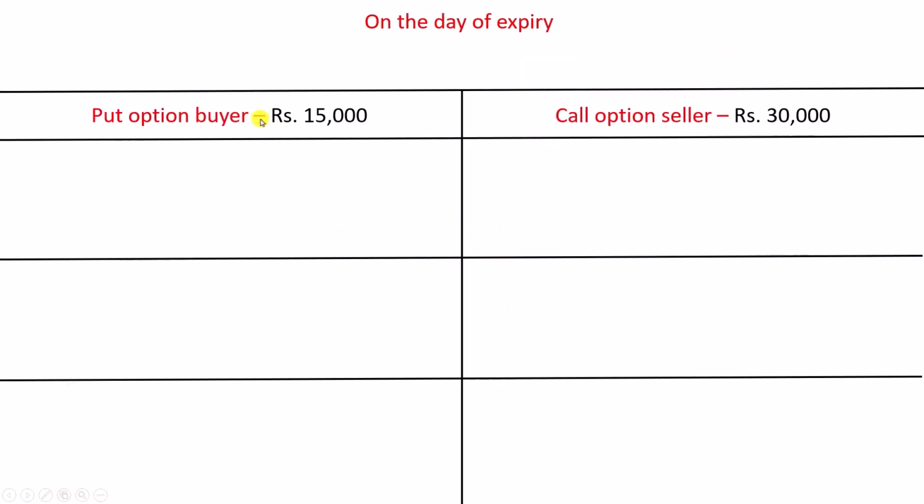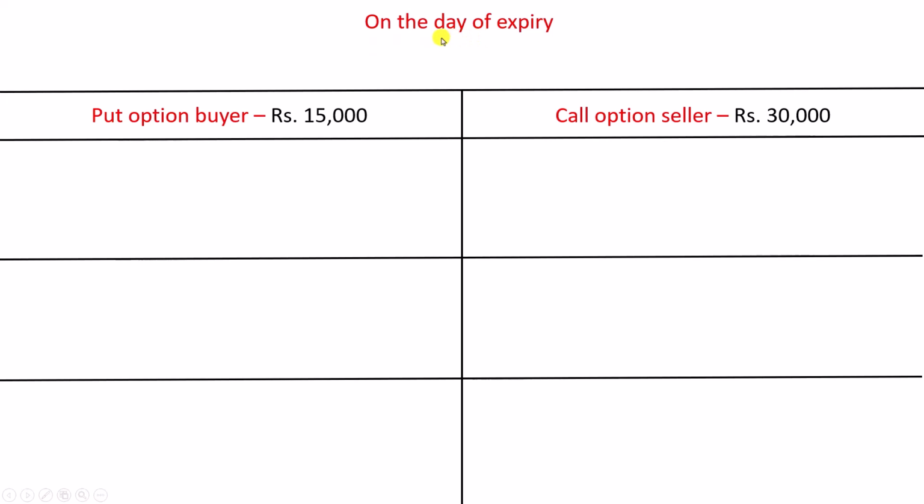On the left side are the conditions and their results for the put option buyer. If you had bought a put option by paying 15,000 rupees, then what would your profit and loss have been? That is what will be here. And on the right side will be the details of the call option seller. The call option seller has received 30,000 rupees by selling one lot of options. So what will be his profit and loss? That will be on the right side. And this will be on the day of expiry, not in between.